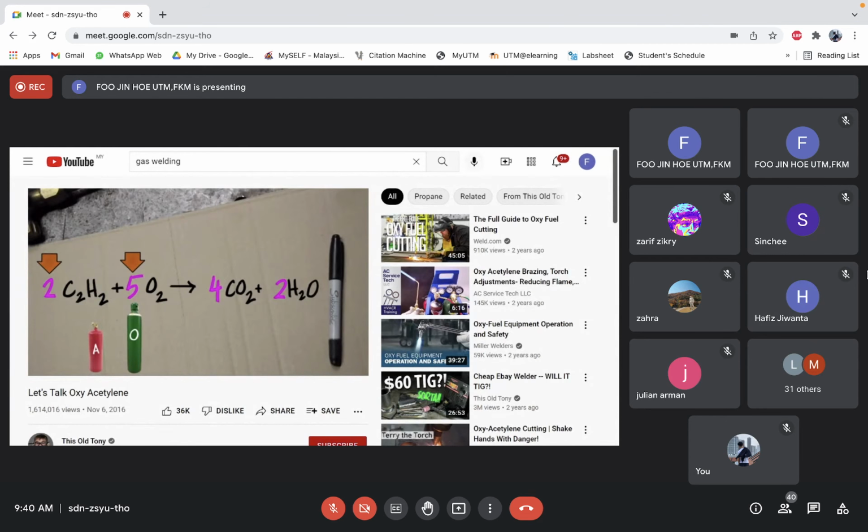And if we set up our torch to meter those proportions of acetylene and oxygen, we end up with what's called a neutral flame. And we'll see that in a minute when we light her up. A neutral flame produces carbon dioxide and water.